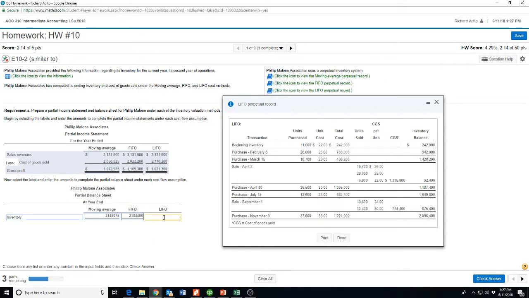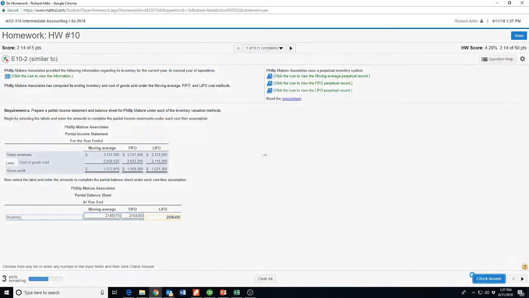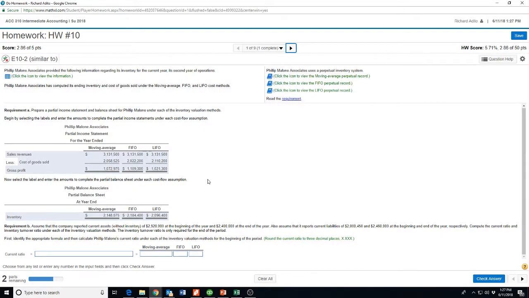And under LIFO we have 2,096,400. All right. Now the problem asks us, assume that the company reported current assets without inventory of $2,920,000 at the beginning of the year and $2,400,000 at the end of the year. Also assume that it reports current liabilities of $2,450,000 and $2,460,000 at the beginning and end of the year, respectively.